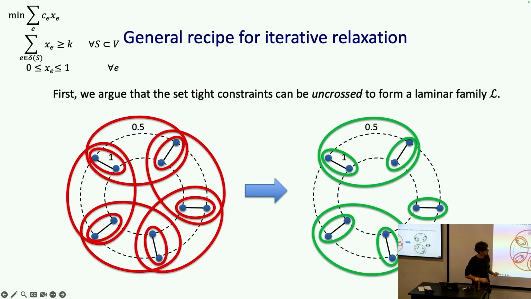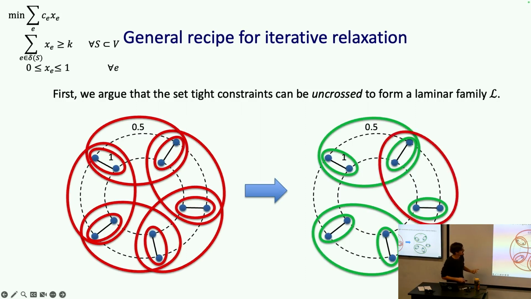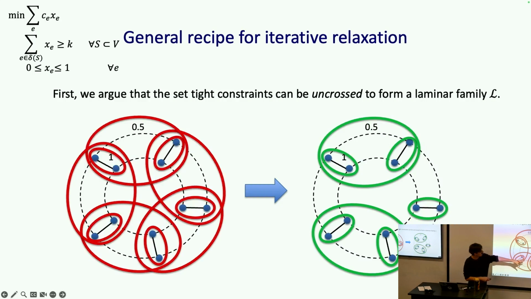And I'll sketch now how this works. This is maybe a bit unclear, so let's just see if it works in this case. So I've taken this. I'm promising you that this laminar family actually spans all of the tight constraints. So let's check for, let's say, this one.